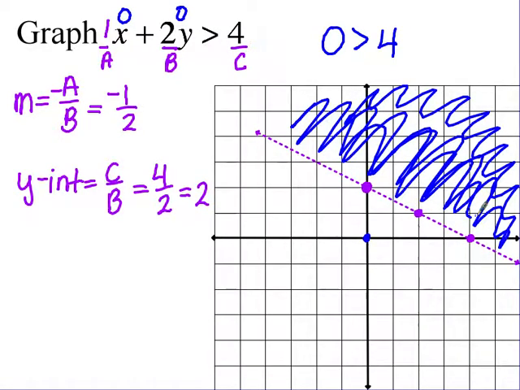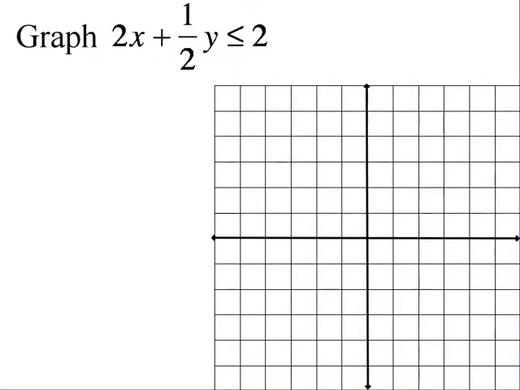All right, so we're going to look at another one, and then we're going to use GeoGebra to finish the last two that are absolute value inequalities. Okay, so let's go ahead and look at this one. 2x plus 1/2 y is less than or equal to 2.